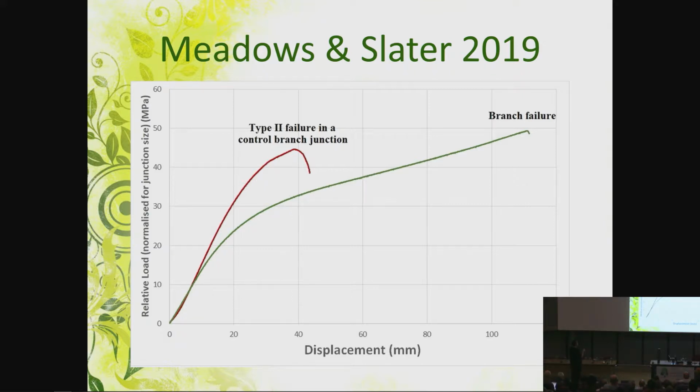So here's us just breaking a normal branch junction. There's an elastic phase, then it starts yielding, then it breaks. So this is how far it's going. This is the sort of stress level where it's breaking at. And this is when you bend a junction, but actually it fails at the branch. Often the branch has to yield a lot in compression before it breaks.